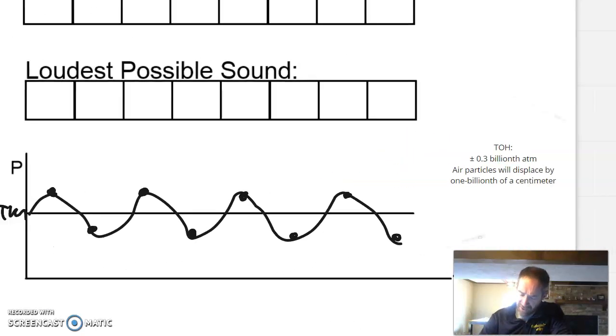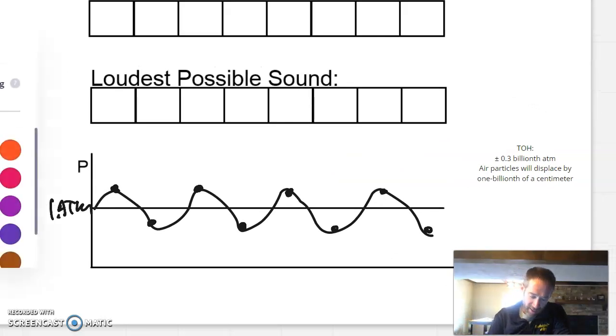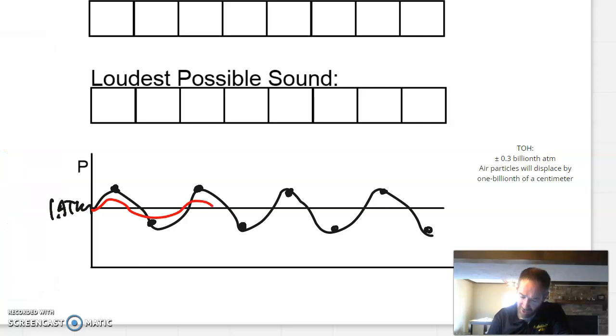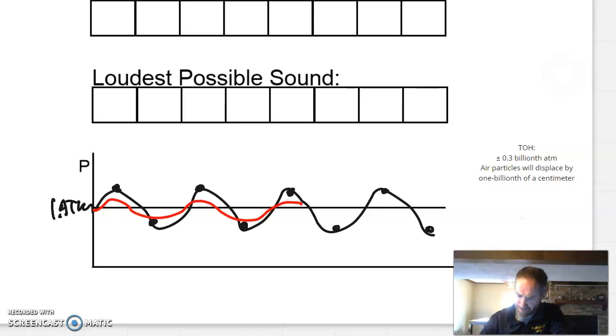If this fluctuation were a little more subtle, maybe the fluctuation is only that large, well, there may be animals that could hear that, and that can still vibrate your eardrum, but it's not going to make a signal go to your brain. It's underneath the threshold of hearing. There's not enough work being done on your eardrum to make a signal go to your brain.